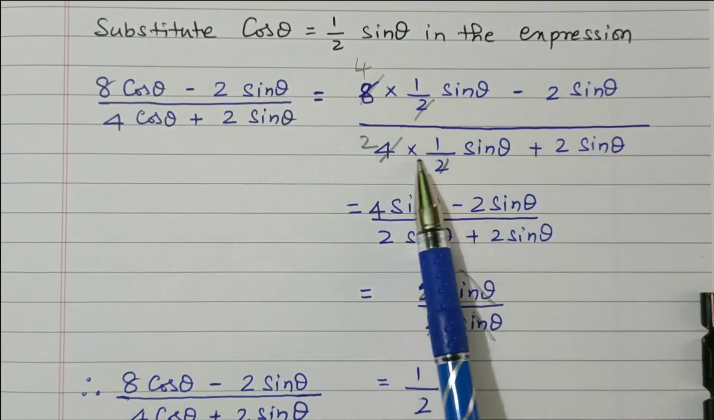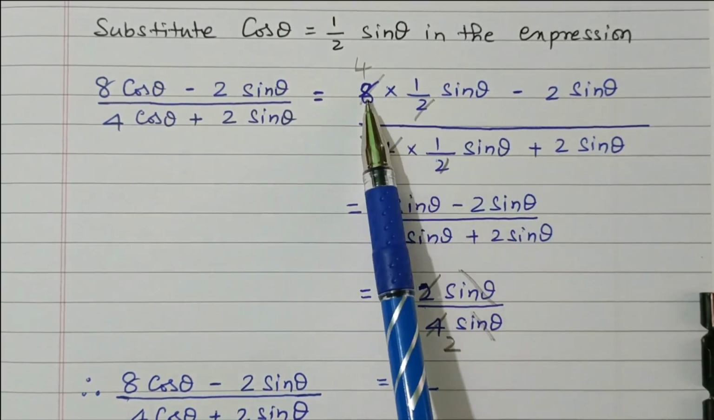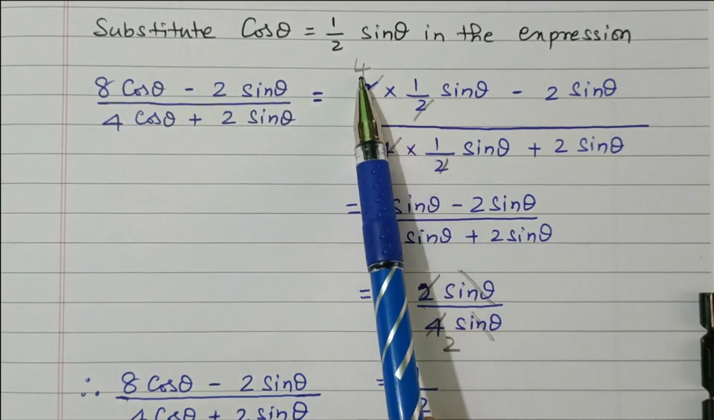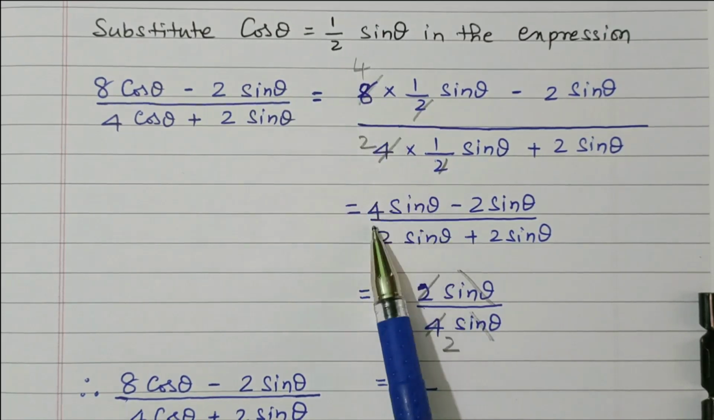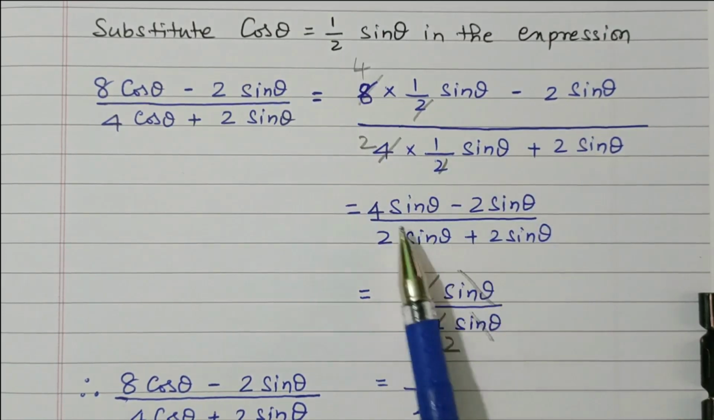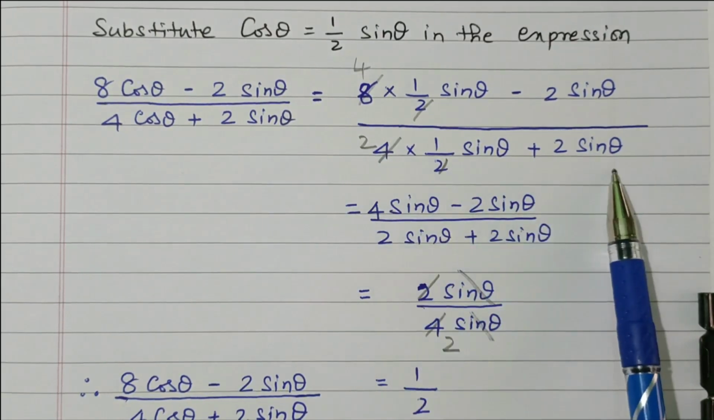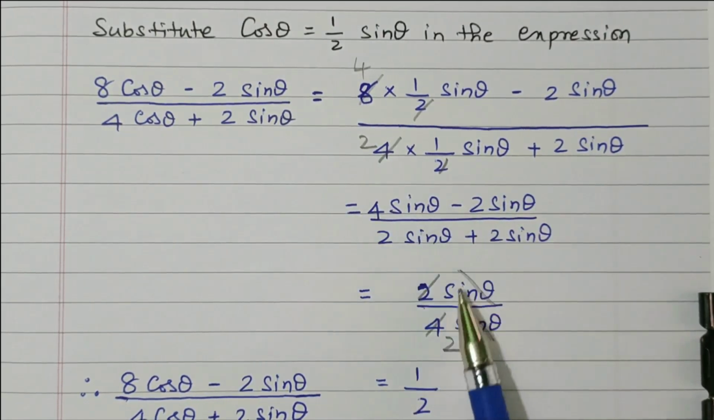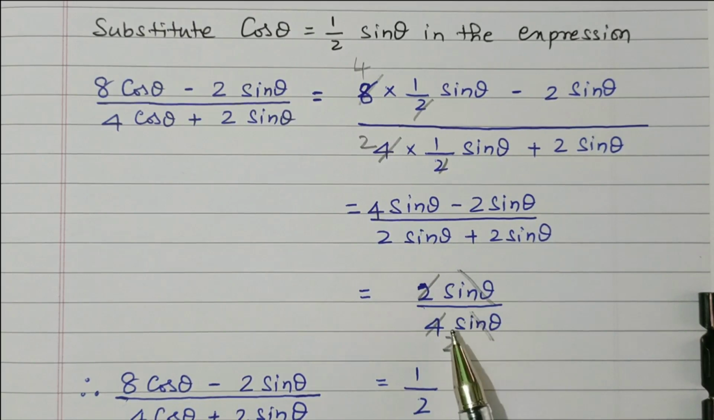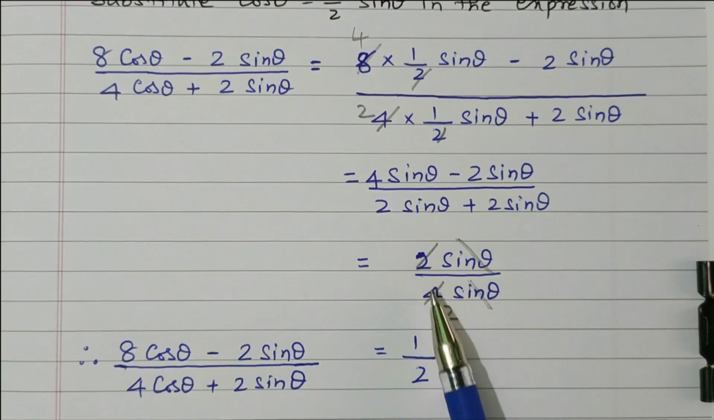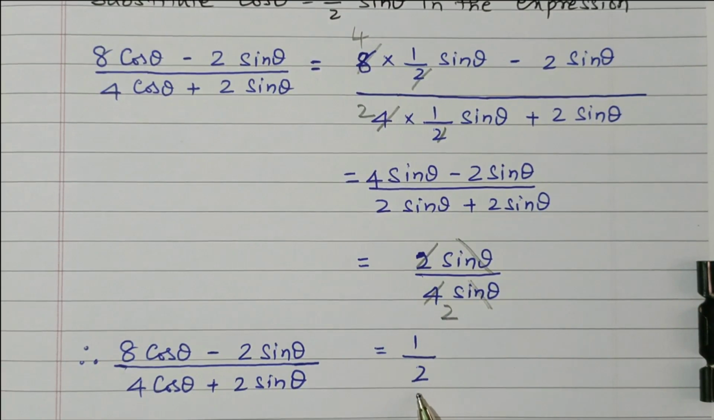Now see, all these terms are sin theta. Here 8, here 4, 2 is there, so it will go 4 times. Here 4 and 2 is there, it will go 2 times. So 4 sin theta minus 2 sin theta, divided by 2 sin theta plus 2 sin theta. So 4 minus 2 sin theta is 2 sin theta, divided by 2 sin theta plus 2 sin theta is 4 sin theta. The sin theta got cancelled, so only we have 2/4. 2/4 is 1/2. So finally we got the value as 1/2.